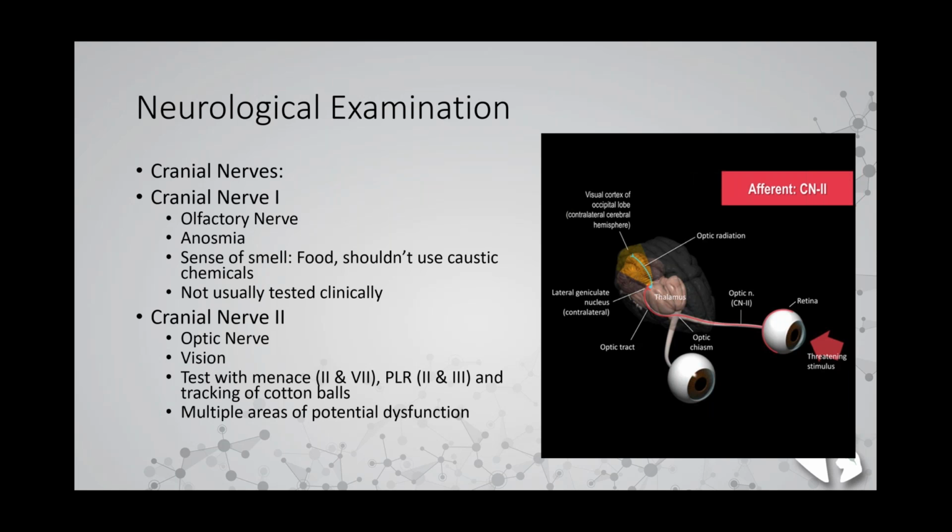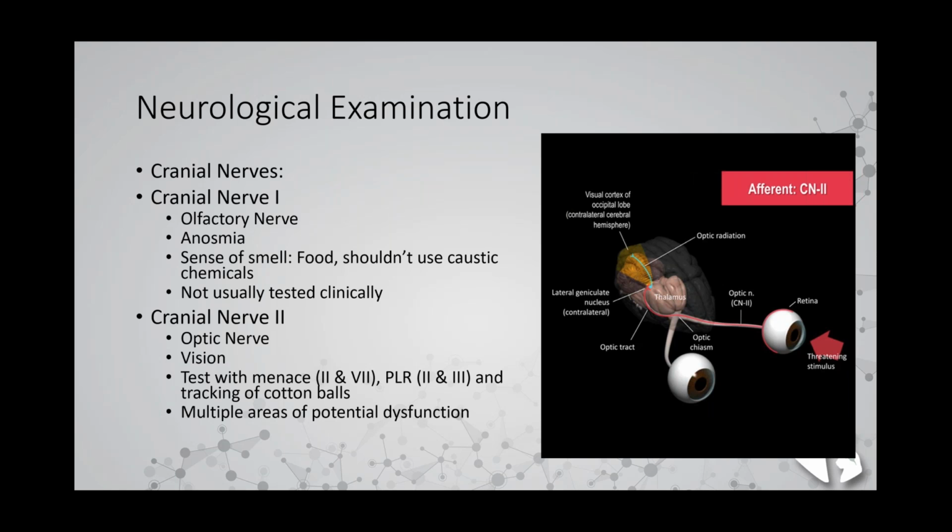Next, you'll want to test your PLR, so taking your bright light and bringing that over to the pupil. You want to see a full constriction in the eye that you're testing. Then you want to see a consensual constriction in the eye that you're not shining the light on. And you want to make sure that both of those are present in both of those eyes.